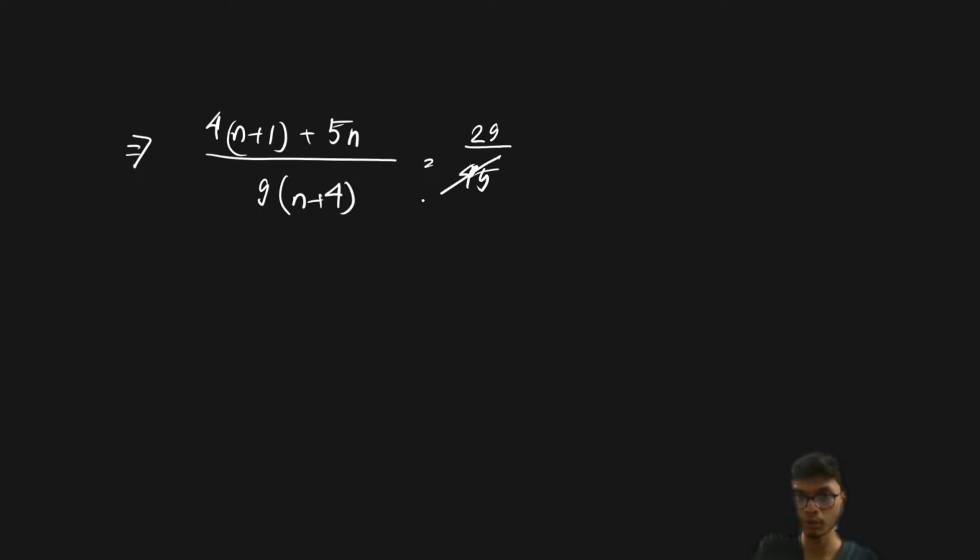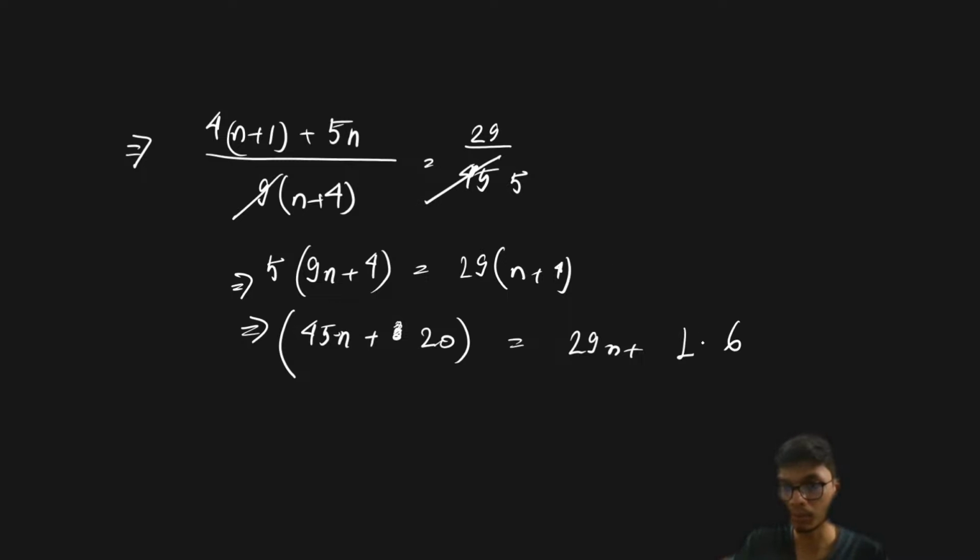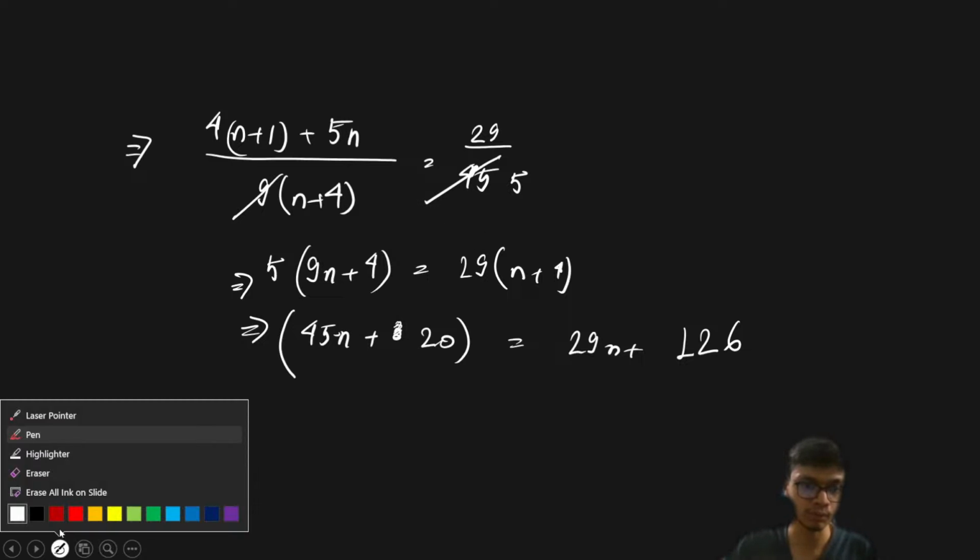Now I will do the simplification over here. It is simply equal to 4 times n plus 1 plus 5 times n divided by 9 times n plus 4 is equal to 29 by 45. If you look over here, this 9 and 45 get cancelled out 5 times. So from this part I get 9n plus 4 multiplied with 5 is equal to 29 multiplied with n plus 4. That gives 45n plus, over here, 20. So 45n plus 20 is equal to 29n plus, now 4 times 29 is basically equal to 116. I hope I'm correct, you can check it. It is 36, 3 carried over, and 8 plus 3 is 11, so 116 is the result over here.